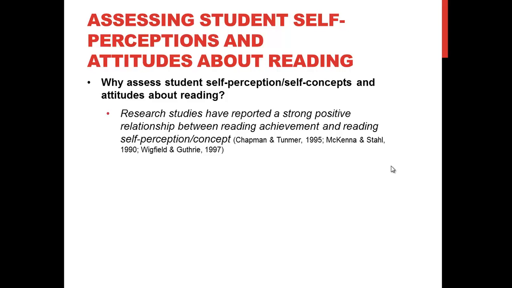Now, the second part of this is where we're going to look more at assessing student self-perceptions as well as attitudes about reading. And you have a choice. Depending upon the age of the student that you're working with, you can either assess their self-perception, which is typically better for students in grades 3 through 8, or, if they're younger, in grades 1 through 6, their attitudes about reading. So why assess self-perceptions and self-concepts and attitudes about reading?